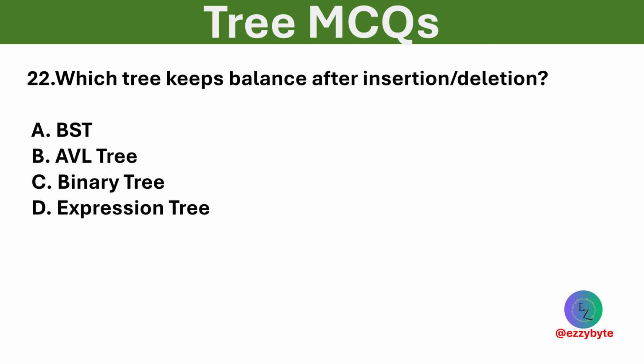Which tree keeps balance after insertion or deletion? Options are binary search tree, AVL tree, binary tree, and expression tree. Option B is correct. AVL tree auto balances using rotations.